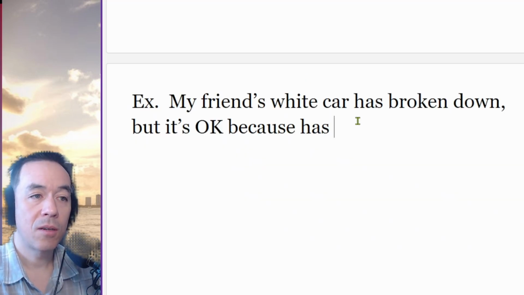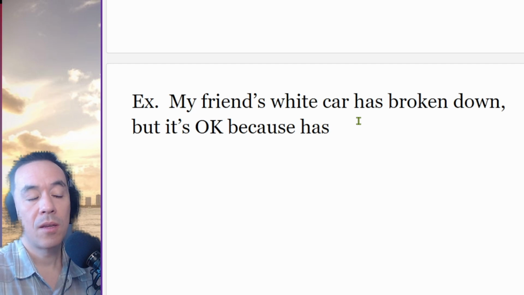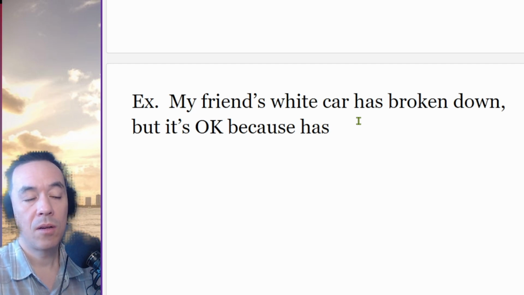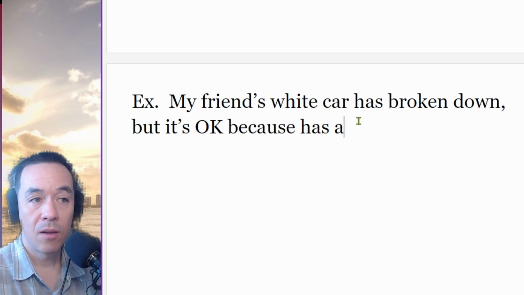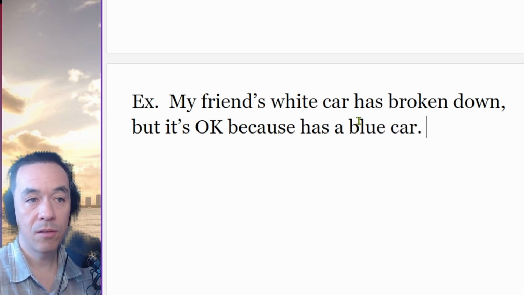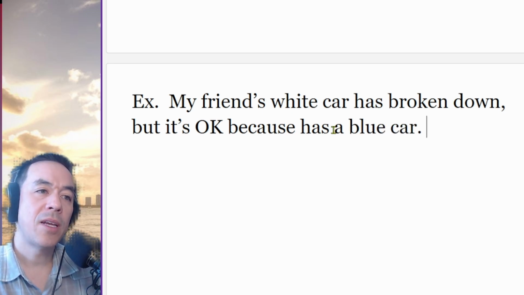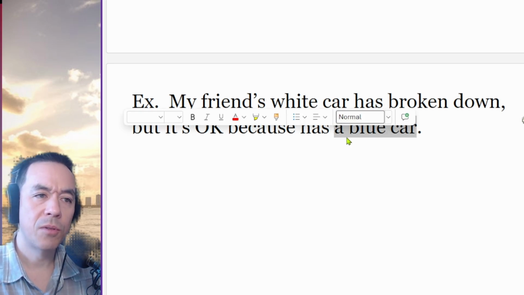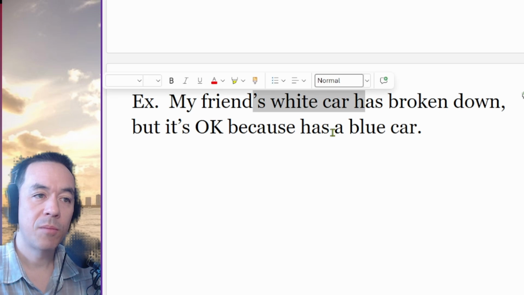We'll keep it, he has, let's say he has, let's just say, a blue car. Okay, that's good. So this is the first time mention of the blue car. So that's right. So white car, blue car.